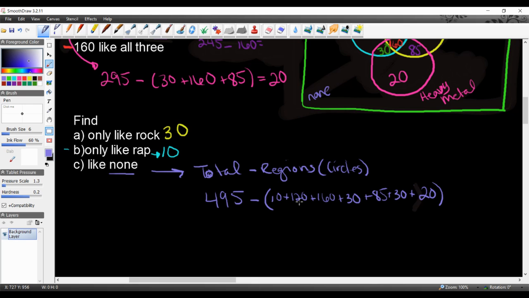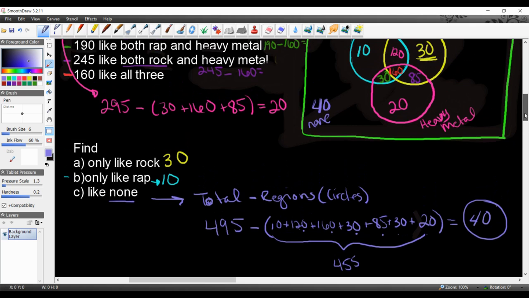Let's see, it's going to be 130, plus that's 290, 320, 405, 435, 455. I'm getting 455 for all of this. I'm pretty sure it's right. So 495 minus 455 is going to give us 40 students. So that means that 40 students are over here in the universe and they don't like that kind of music.